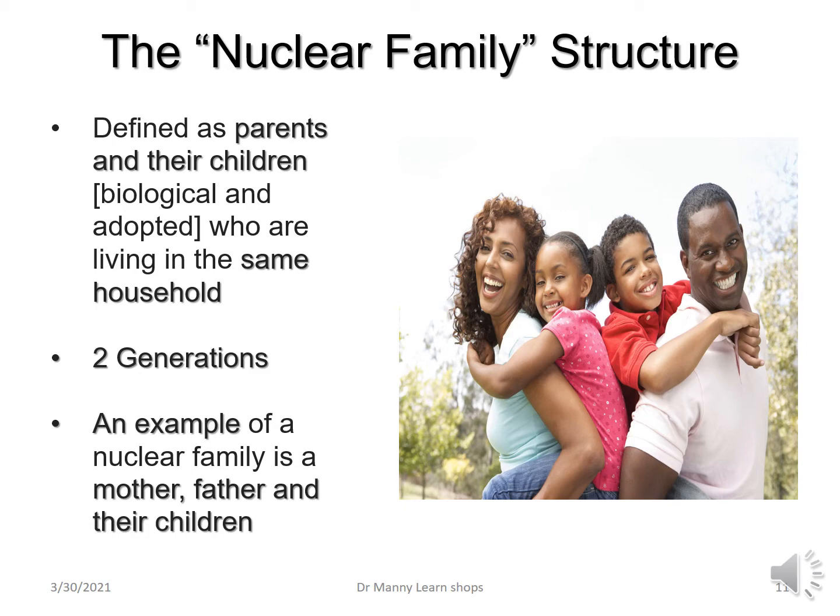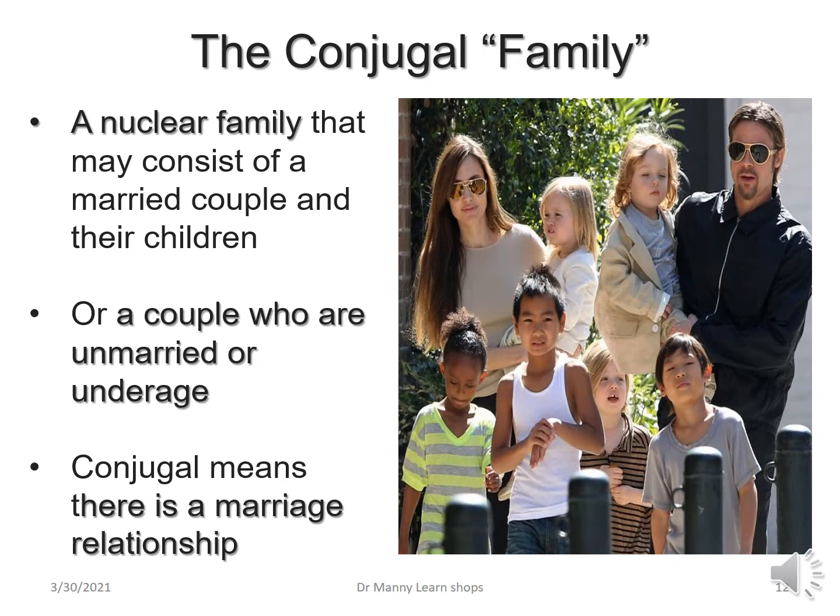In the conjugal family, depending on how you pronounce it, this is a nuclear family that may consist of a married couple and their children, or a couple who are unmarried or underage. Conjugal means that there is a marriage relationship. I prefer the pronunciation conjugal.